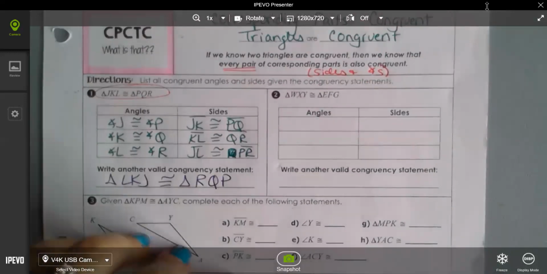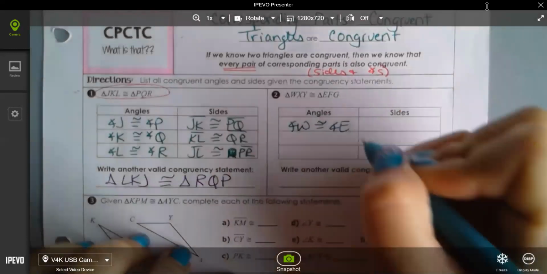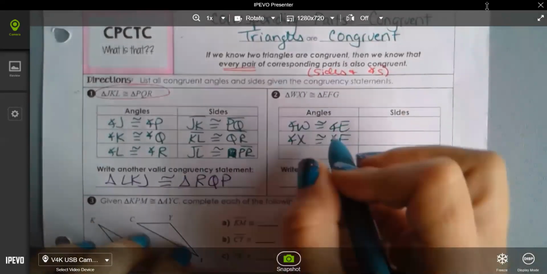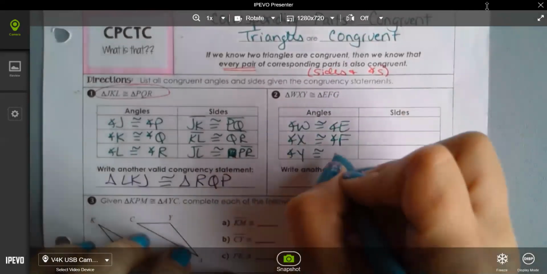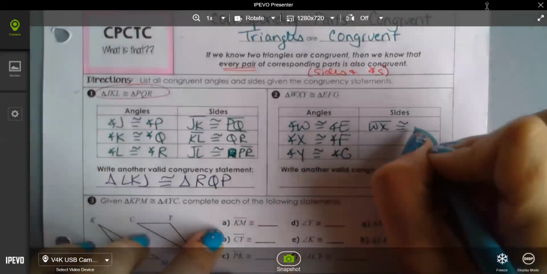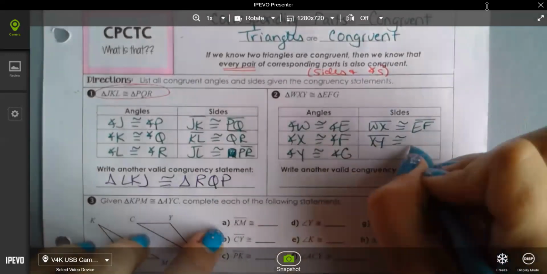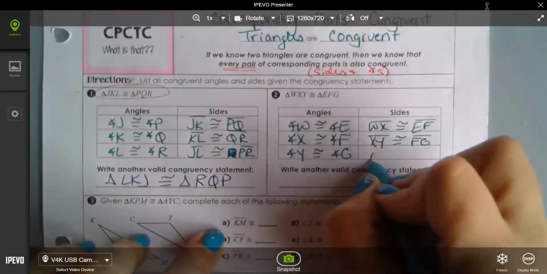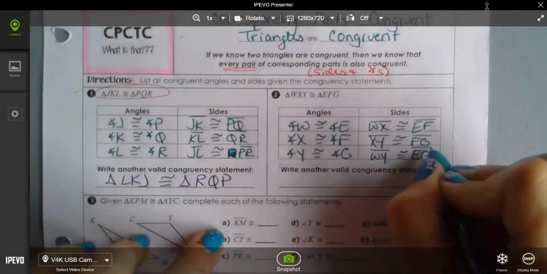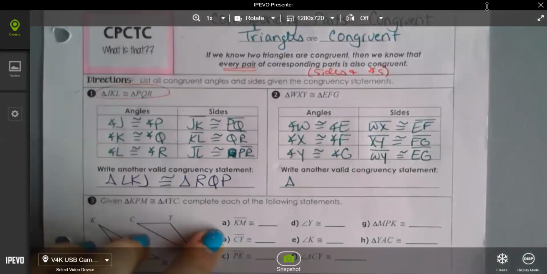All right, so hopefully you stopped the video and tried it. Did you get angle W congruent to angle E? Angle X congruent to angle F? Angle Y congruent to angle G? And then WX congruent to EF? XY congruent to FG? WY congruent to EG. And then you needed to write a different congruency statement.